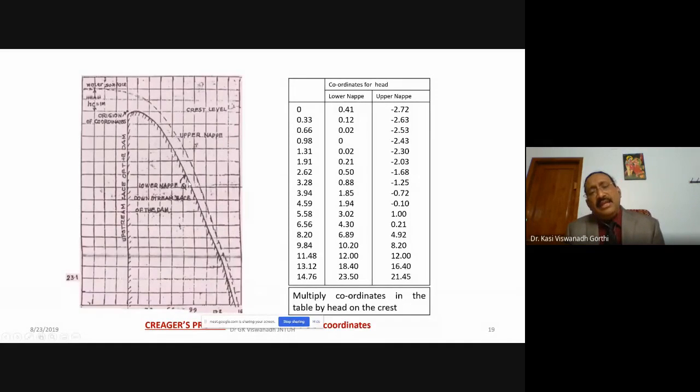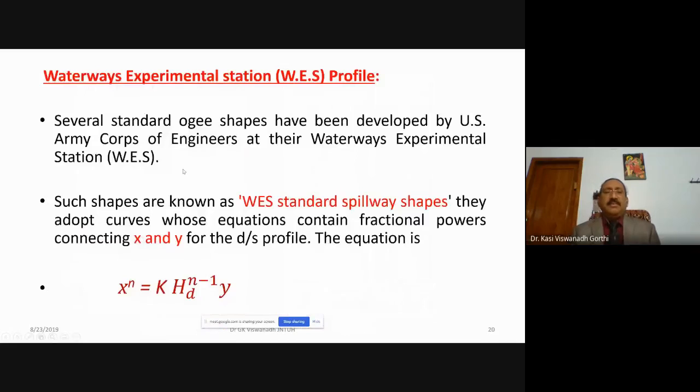Thereby the profile of the spillway can be arrived at. Now the Water-based Experimental Station profile, the WES profile. Several standard ogee shapes have been developed by the US Army Corps of Engineers at their Water-based Experimental Station. This is also a very interesting and important profile. Such shapes are known as WES standard spillway shapes.